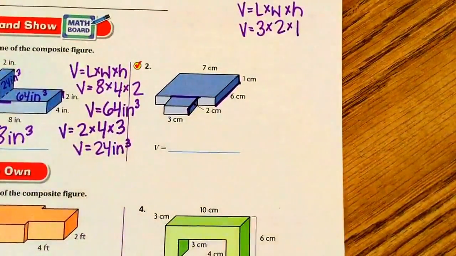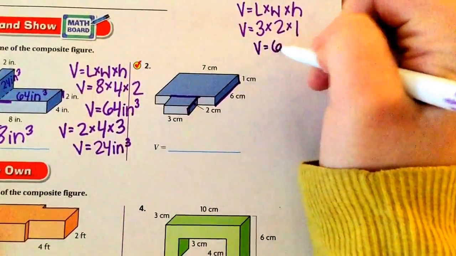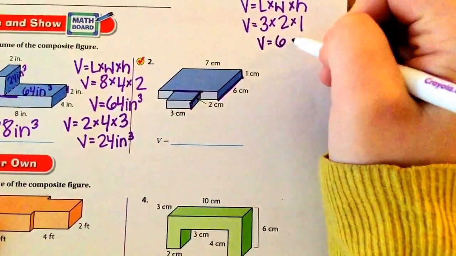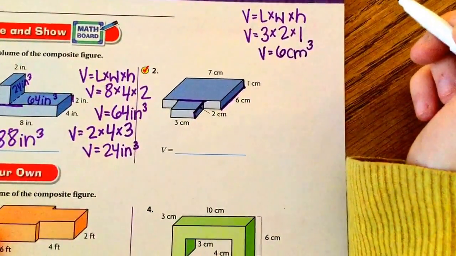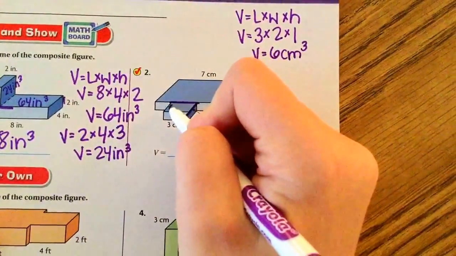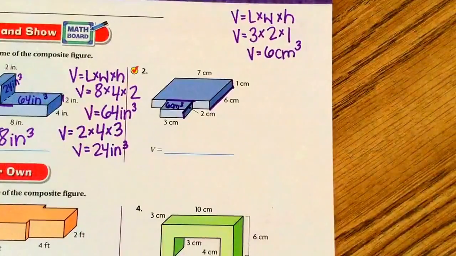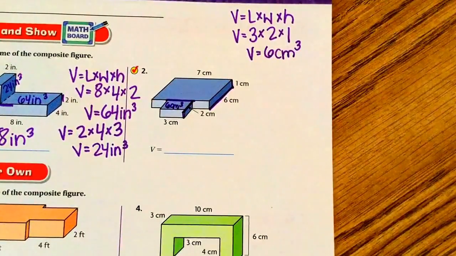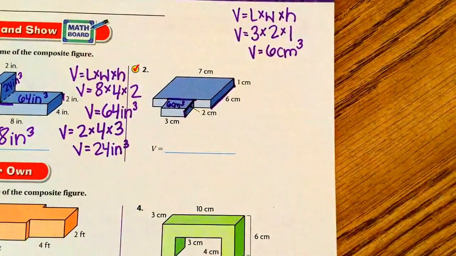3 times 2 times 1. What's that? 6. 6 what? 6 cubic centimeters. Is that my answer? No. That's the volume of the head. It's the volume of the little rectangular prism. Now what do I need to do? I need to find the volume of the big box.